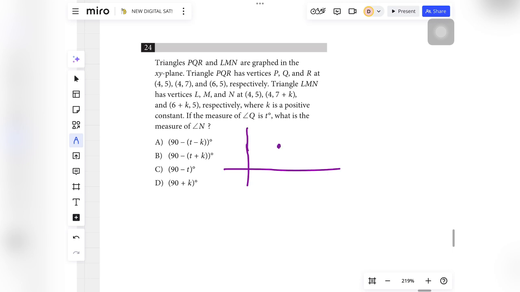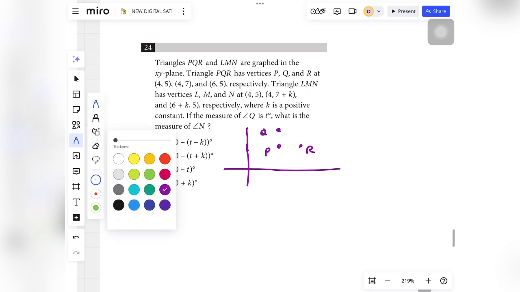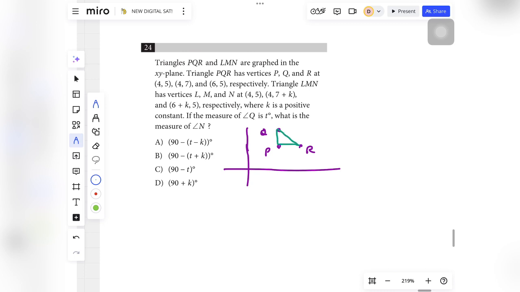Let's start by just graphing these points in an XY plane. It's going to help me visualize what's going on. There's point P right at (4, 5), Q above it at (4, 7), and R at (6, 5). Great to label as you go, and please use the scratch paper you're given on the test. Clearly, this is a right triangle, and I know the lengths of the legs, 2 and 2. From 5 to 7 is 2, from 4 to 6 is 2. That makes this an isosceles right triangle, a 45-45-90 right triangle to be exact.